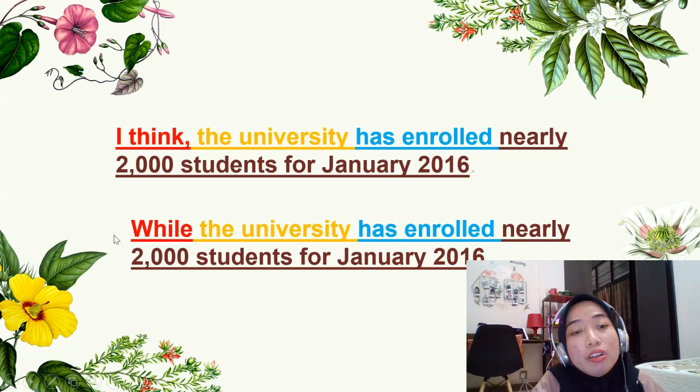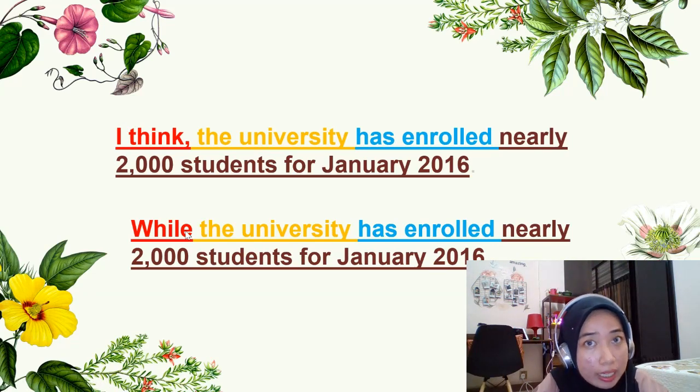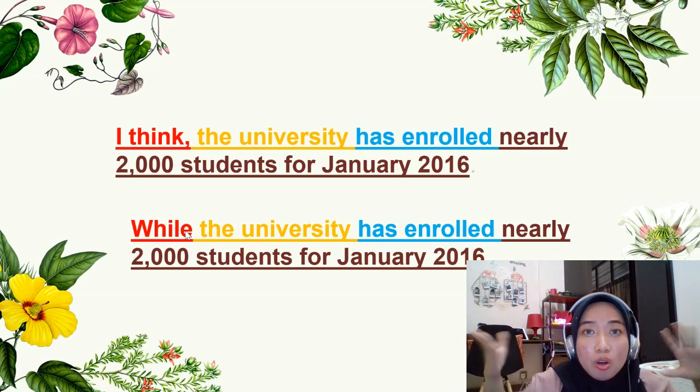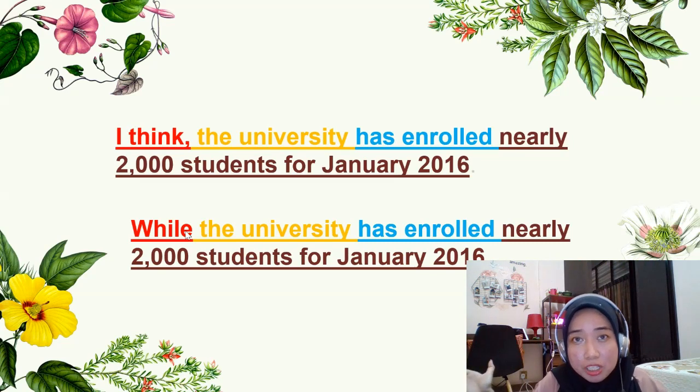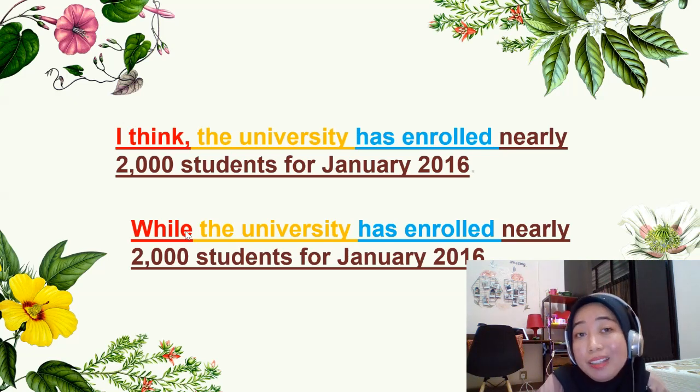But if we look here, there is no independent clause, because while the university has enrolled nearly 2,000 students for January 2016, it's hanging, it's incomplete. Where's more information about it? Where's the independent clause? So this sentence becomes incomplete because there is no independent clause for the sentence, basically.